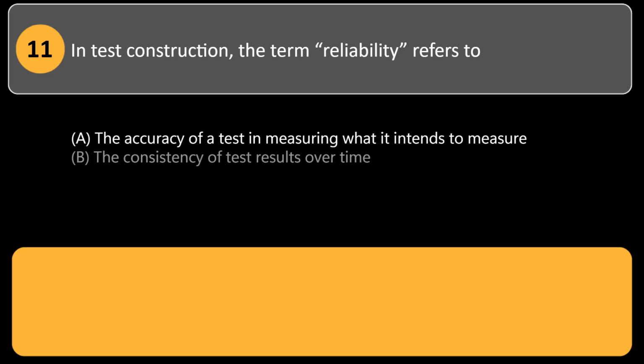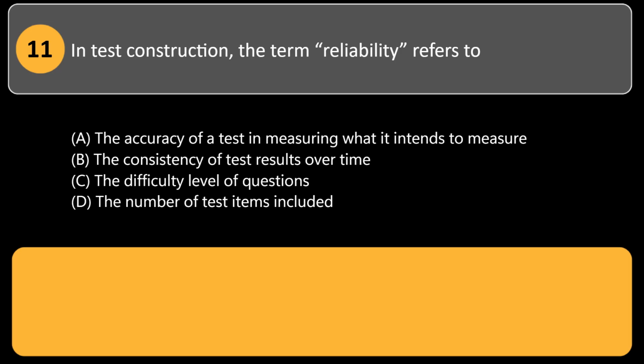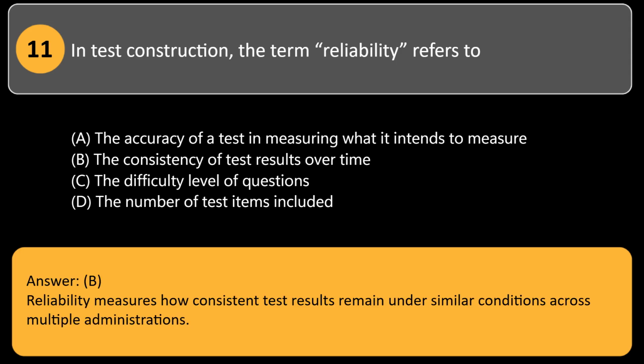In test construction, the term reliability refers to A. The accuracy of a test in measuring what it intends to measure. B. The consistency of test results over time. C. The difficulty level of questions. D. The number of test items included. Answer B. Reliability measures how consistent test results remain under similar conditions across multiple administrations.